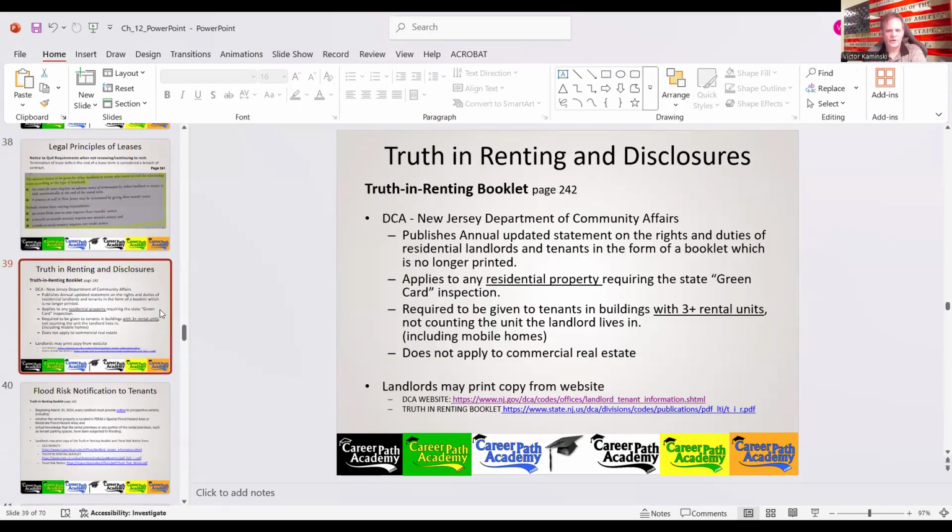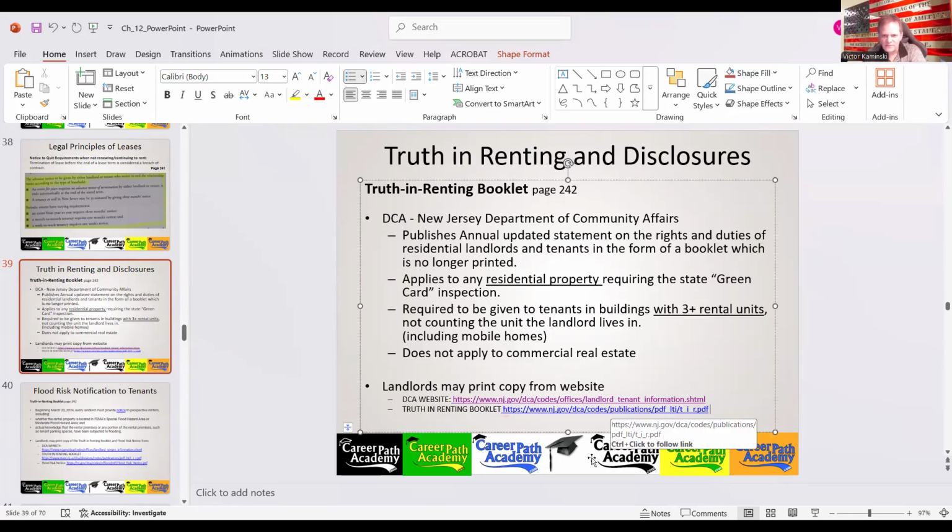Is it right after 38, 39? That's where we were, the Truth in Renting booklet. Right, okay, 39. Sorry, let me make sure it's updated there. Boom. Okay, that's the new Truth in Renting booklet, but this link was not working, right?